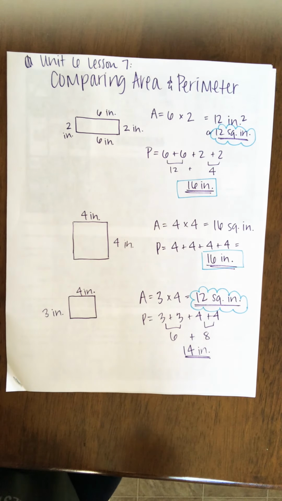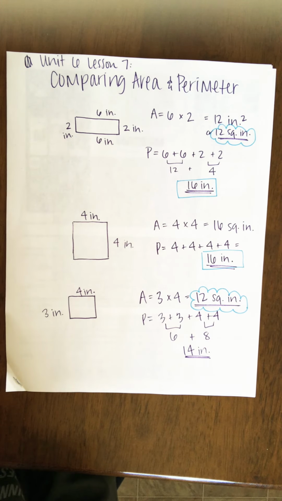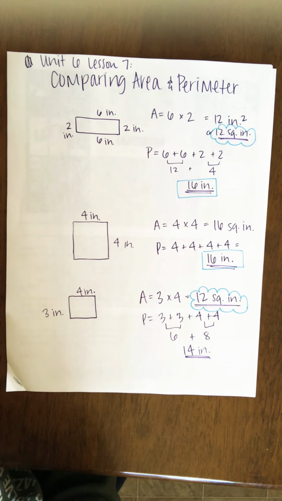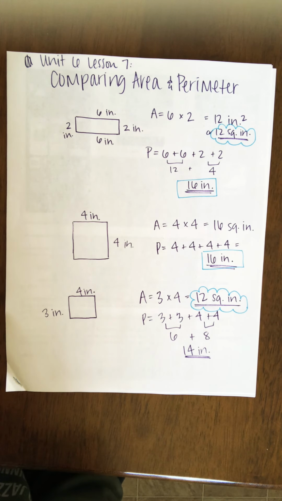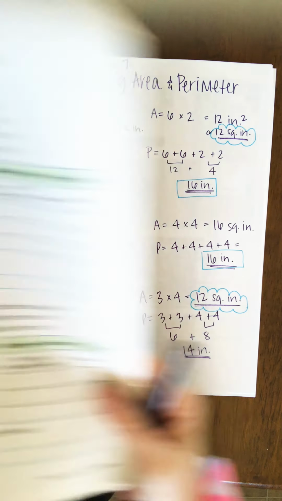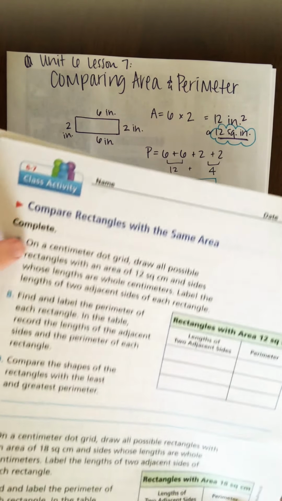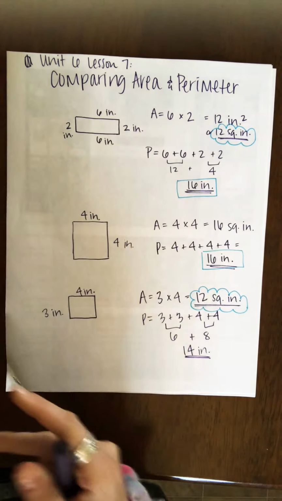Okay, I'm gonna do 2 lessons in one video because I didn't send home the dot grid paper with you guys. I didn't look as closely as I probably should have at that assignment for Unit 6, Lesson 7, which was comparing area and perimeter. So you probably got really confused when you saw this type of worksheet and the very first direction says on a centimeter dot grid, and I didn't send you that.